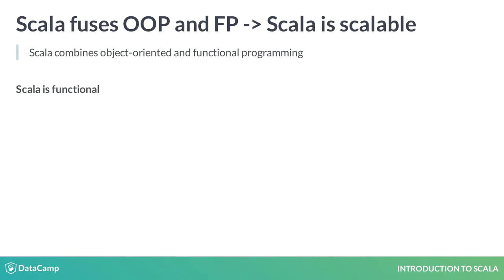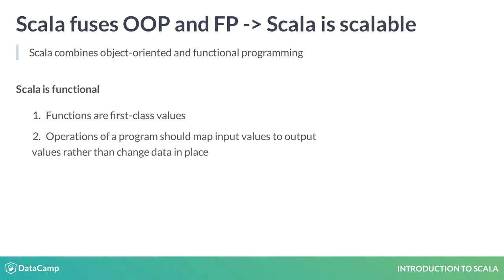Scala is also a functional programming language, which is impossible to fully describe in one slide. For now, remember two things. First, in Scala, functions are first-class values, just like integers or strings. You can pass them as arguments to other functions, return them from functions, store them in variables, and more. This is not the case in all languages.